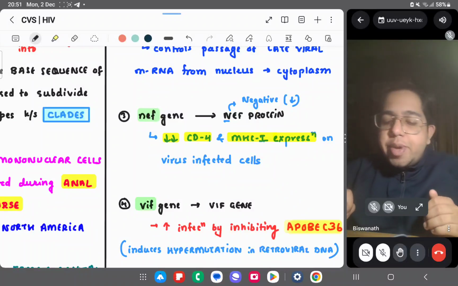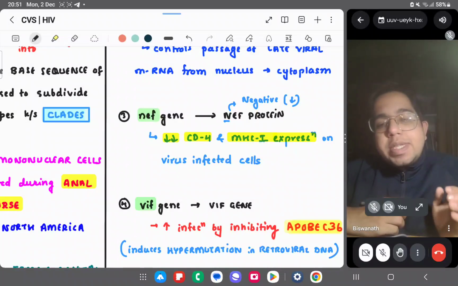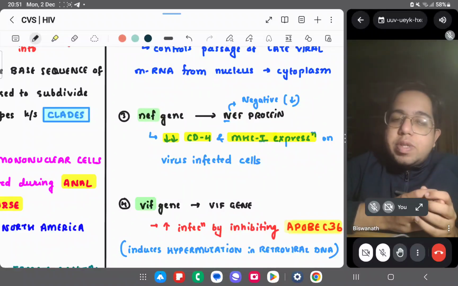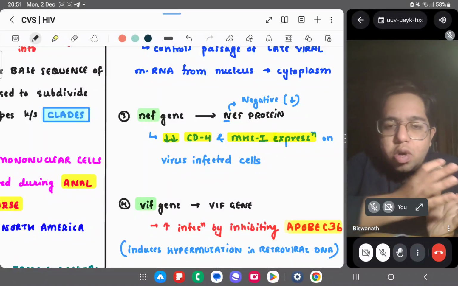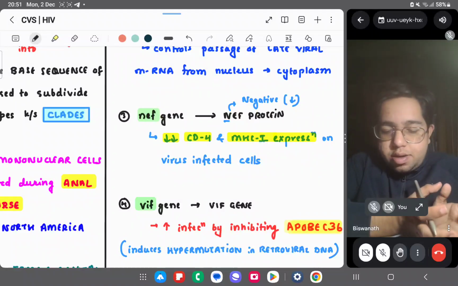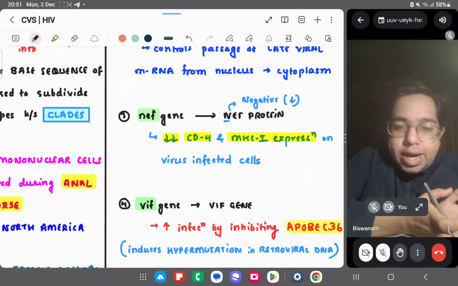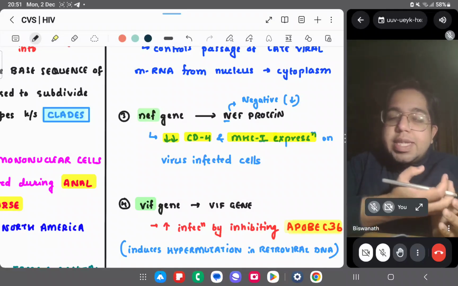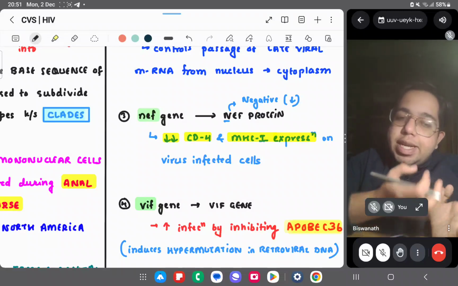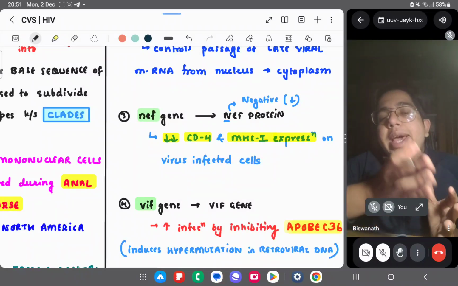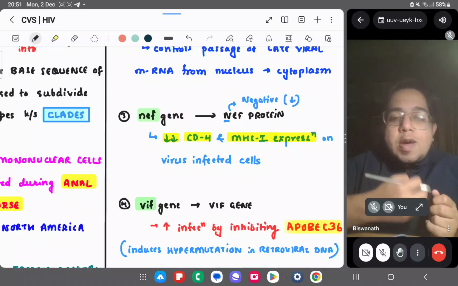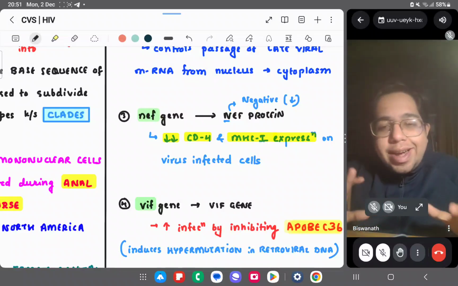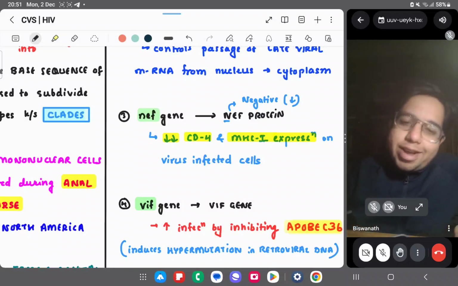Why is this important? Because whenever we have good MHC1 expression and good CD4 expression, our immune system is basically trying to kill the cells, kill the virus very proactively. But what the NEF protein is doing is decreasing the expression. It is basically a mechanism to evade the immune response of the body, right? So it is detrimental to us, good for the virus.